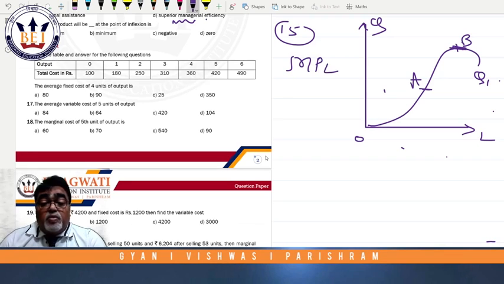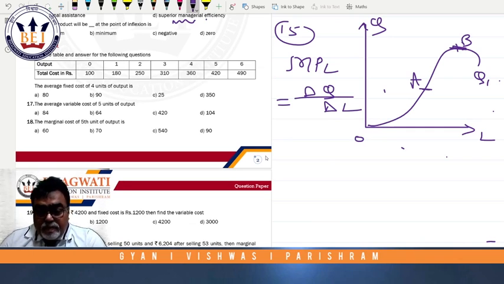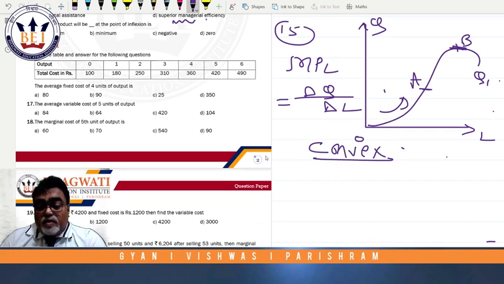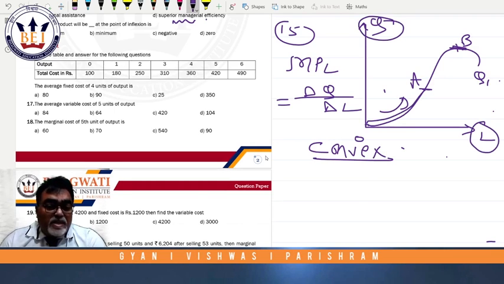And what is marginal product? It is nothing but the change in quantity due to an additional change in labor. Symbolically, we can write del Q by del L. So common sense, when I am moving from 0 to A, it is convex. It is convex means what? It is adding more to the numerator than to the denominator. So marginal product also will be increasing.